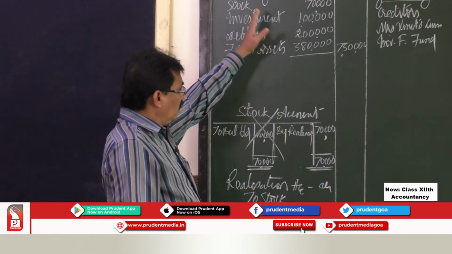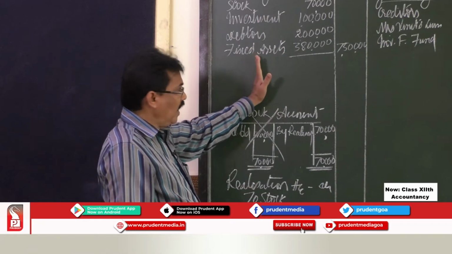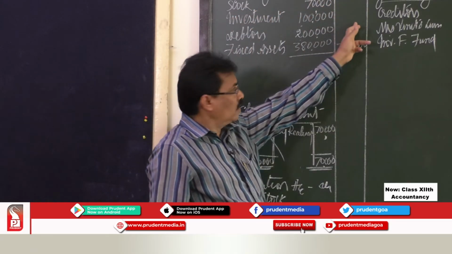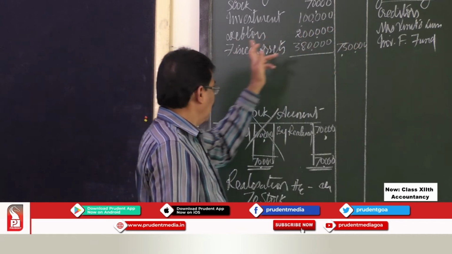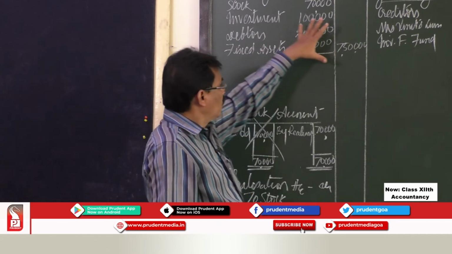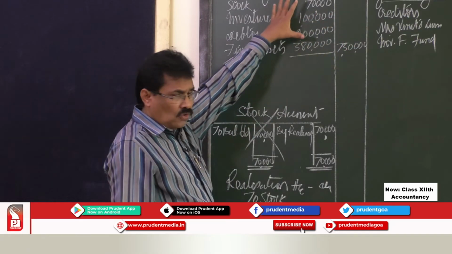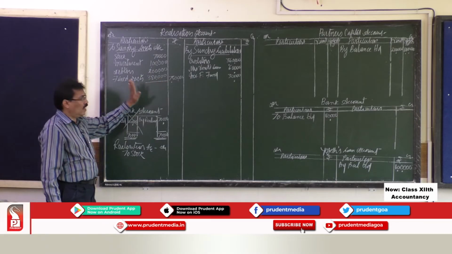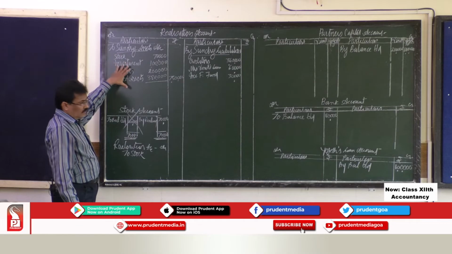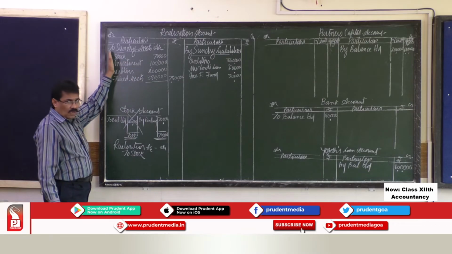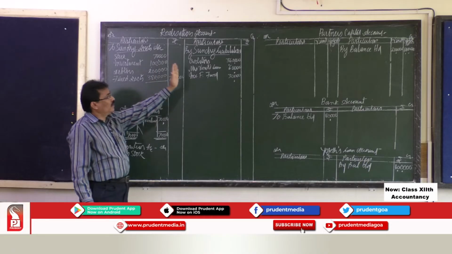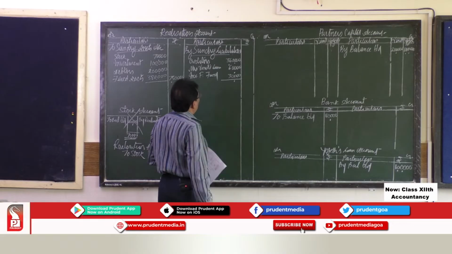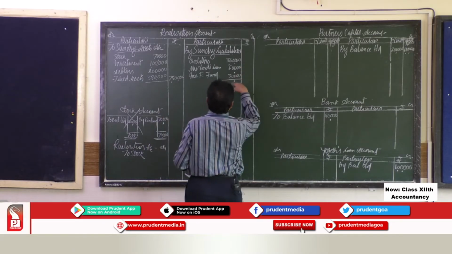Otherwise, instead of writing this way, you can put directly stock rupees 70,000, investment 1 lakh, debtors 2 lakh, and fixed assets 3,80,000. If you are writing in the outer column, there is no need to write the inner column and find the total, just put the total in the outer column. So, this is how you have to close all the assets accounts and all the liabilities accounts. For the liabilities also, you have to put the total in the outer column.